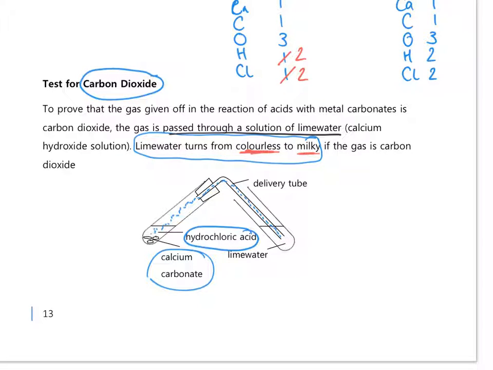So that's a way of confirming that this compound was a metal carbonate, because we know that a metal carbonate and acid produces carbon dioxide. And so if my lime water changes from colourless to milky, I know that I've produced carbon dioxide and that must have come from a carbonate.